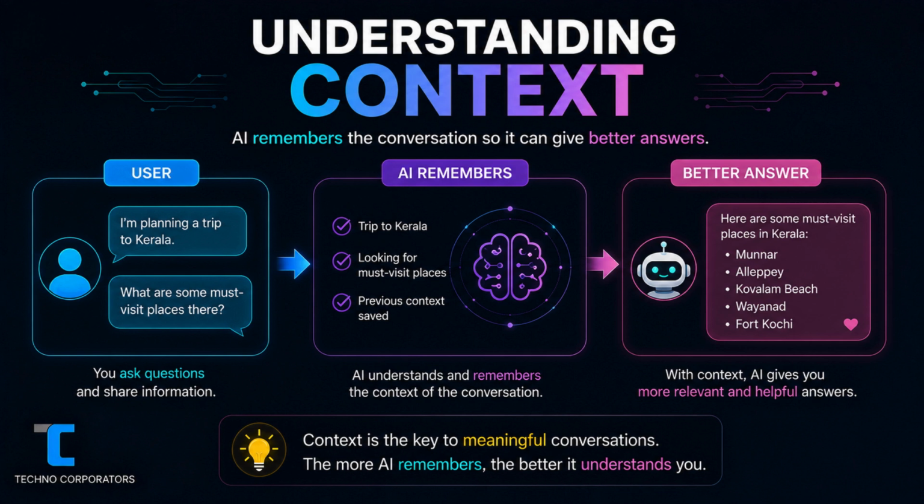Context is one of the reasons conversations with ChatGPT feel natural. Instead of treating every message as completely independent, it uses the conversation history to better understand your current question. This helps it provide responses that are more relevant, consistent, and connected to what you've already discussed.